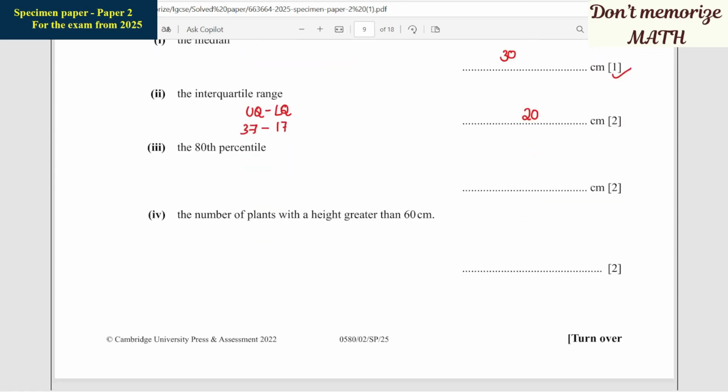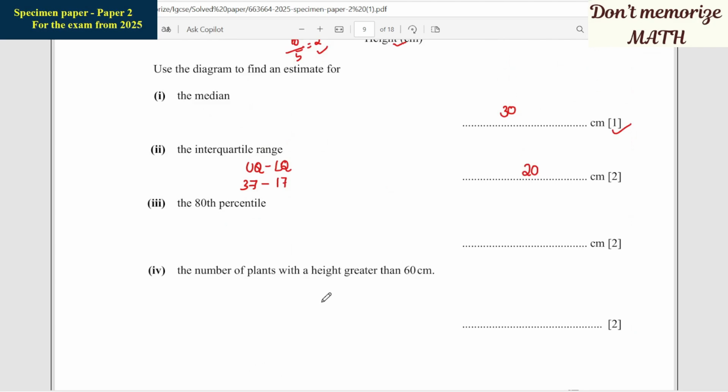So we will move to the next part, the 80th percentile. Okay, percentile, just think about percentage. How will we find a percentage? 80 over 100, right? It is the same. The 80th percentile means take 80 over 100 of n. What is capital N? Capital N is 400. Okay, so cancel the zeros. We have two zeros. Then 80 times 4. 8 times 4 is 32. So we have 80, so 320.